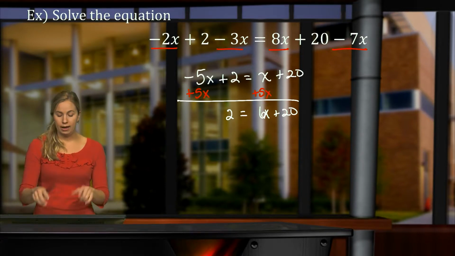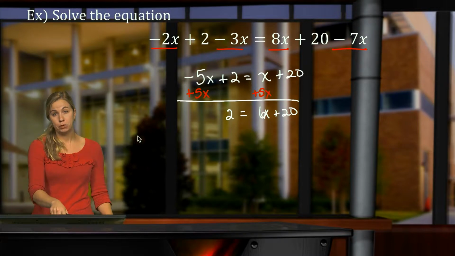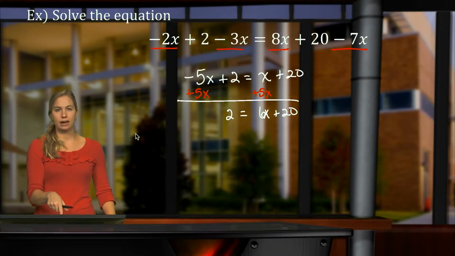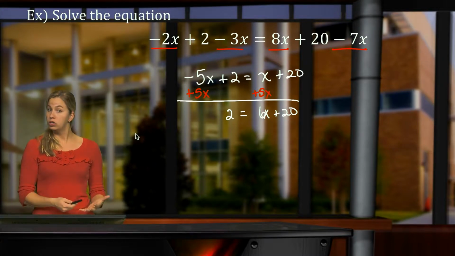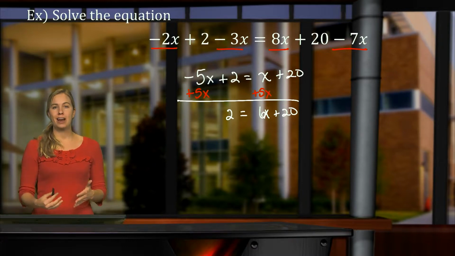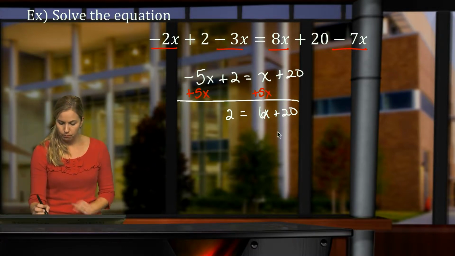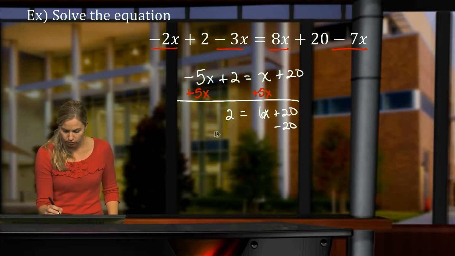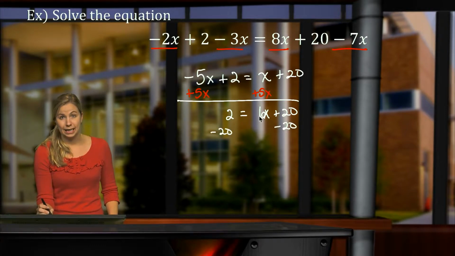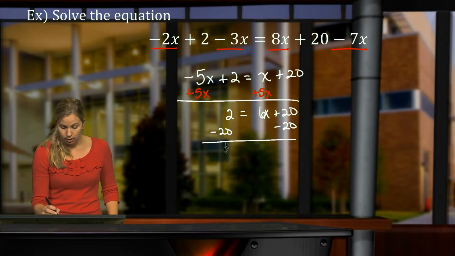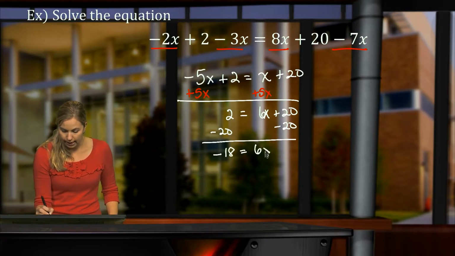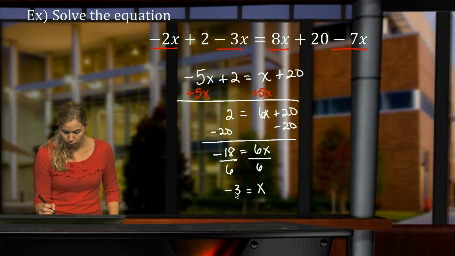If you kind of think back, had I subtracted x from both sides, I would have ended up with negative 6x. Again, it's not wrong to do it that way, but if you can avoid that opportunity to make the mistake with the negative, I encourage you to do that. So we'll subtract 20 now. Again, we're trying to isolate that variable. We're trying to isolate x. 2 minus 20 is negative 18 equals 6x. Divide both sides by 6. X is equal to negative 3.